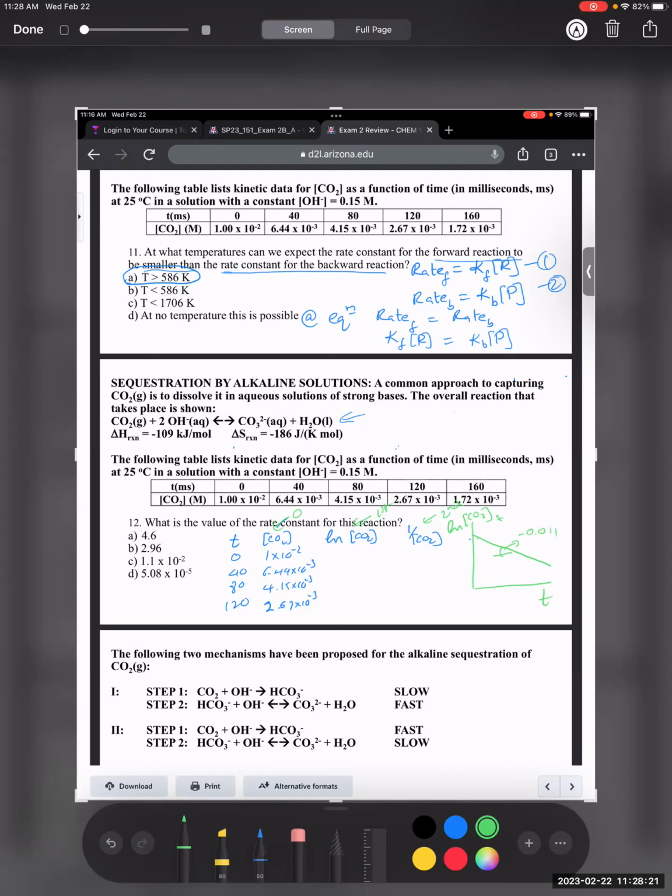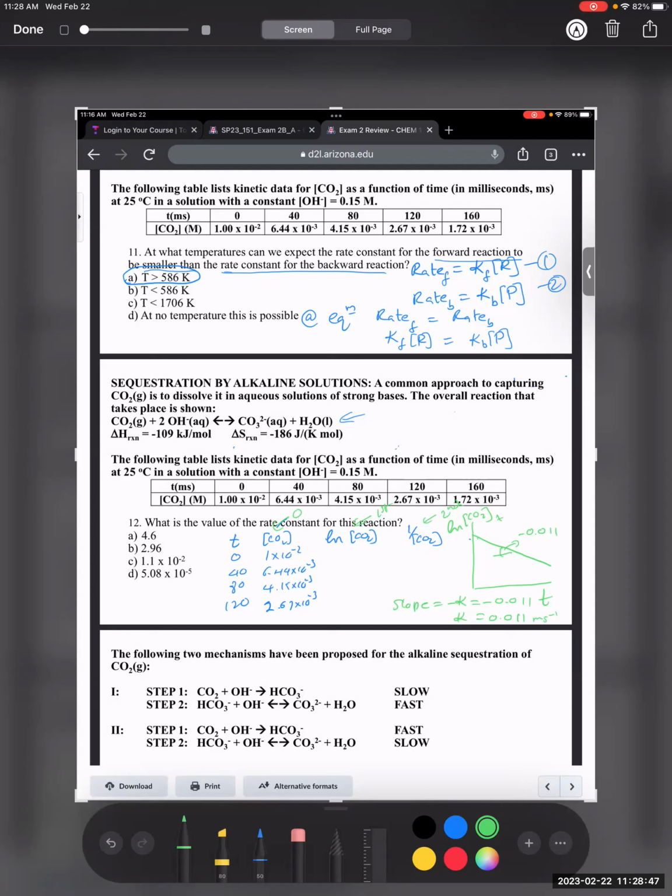0.011. The slope of this graph is equal to the negative rate constant, which is 0.011, and therefore the rate constant is 0.011. And then it's going to have the units of per time. So it's going to be per milliseconds in this case.